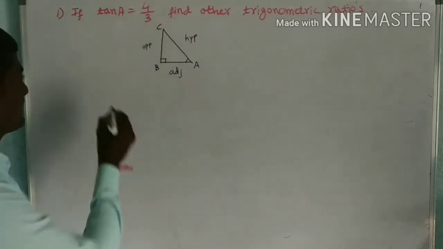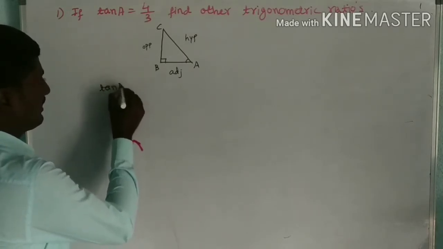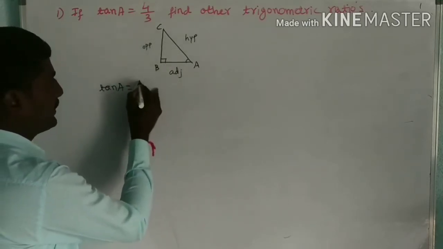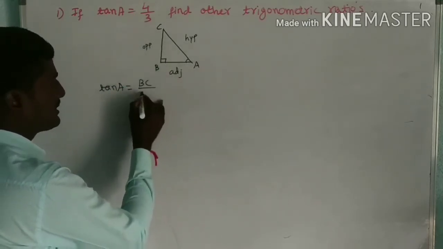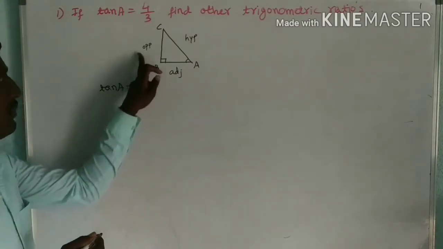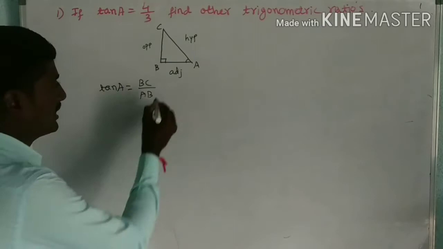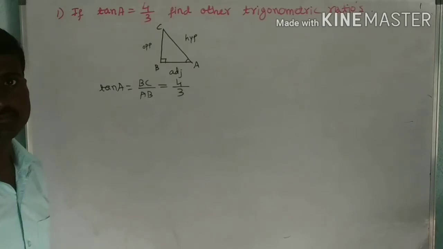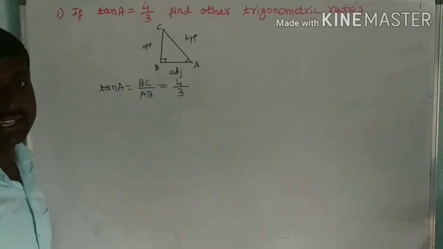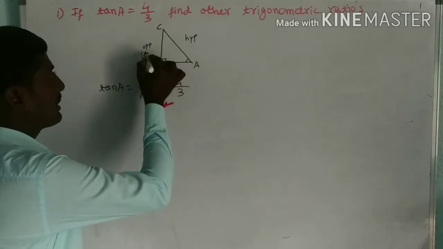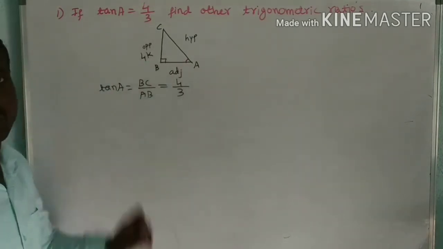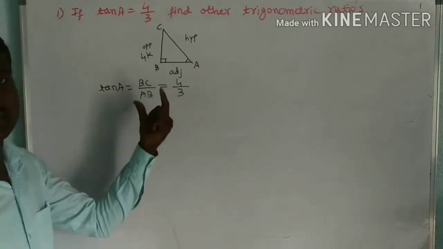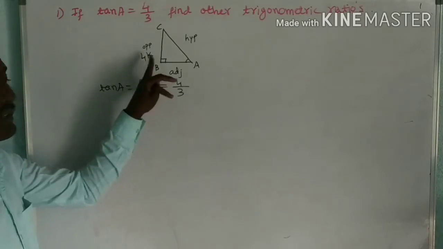Now tan A is given. In place of tan A, what is the formula? Opposite by adjacent, that is BC divided by AB. So that is equal to the tan A value they have given, 4 by 3. In place of BC I can take 4 into some number. I will take that number as K, because it is a ratio. I cannot take BC equal to 4 and AB equal to 3. They have given a ratio, so I can take 4 into some number.